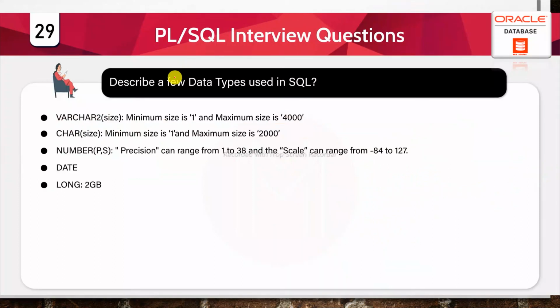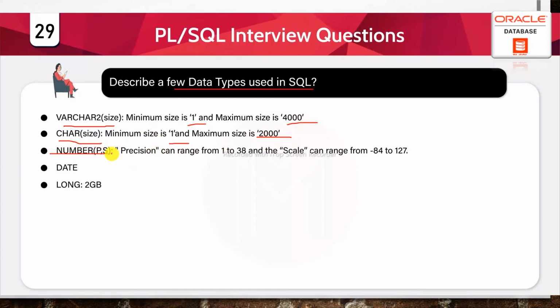Then we have, describe a few data types used in SQL. So first we have varchar2. In brackets we have to specify the size. The minimum size is 1 and the maximum is 4000. The next data type is char, with size minimum 1 and maximum 2000.